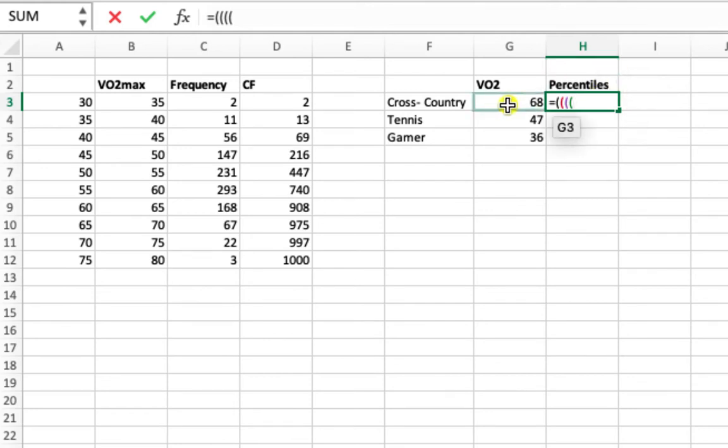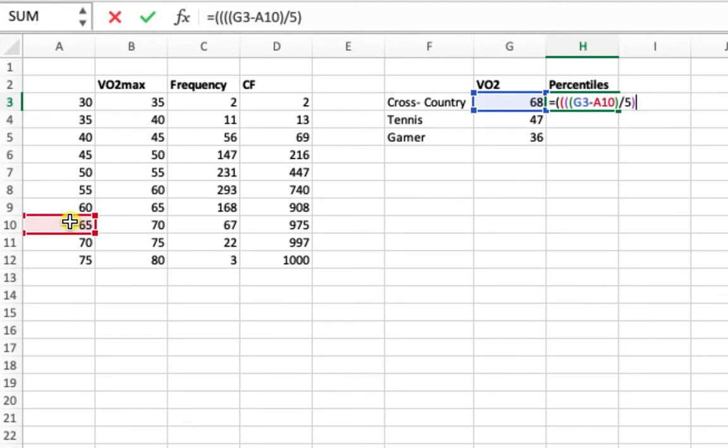The first level, for the green parentheses, is going to be the raw score minus the lower bound that that raw score exists in. So we reference our raw score, minus the lower bound where that raw score resides. 68 is going to be between 65 and 70, so we can reference 65 as the lower bound. Close the parentheses, and then divide by the interval size, which is the difference between two adjacent upper or lower bounds, which we can use at any point in this table, but we can easily see that the interval size is 5. Put another parenthesis, and that will close the purple section of our formula.